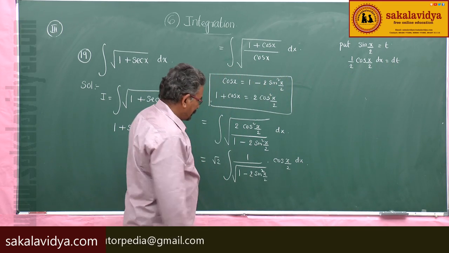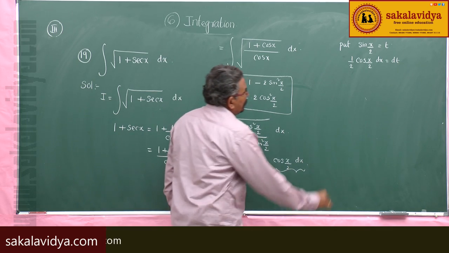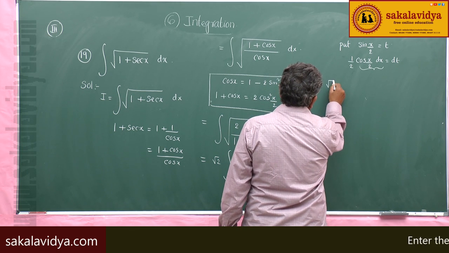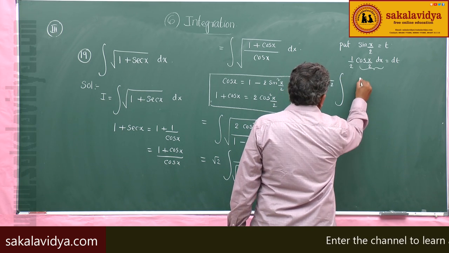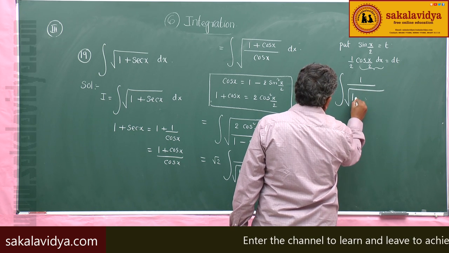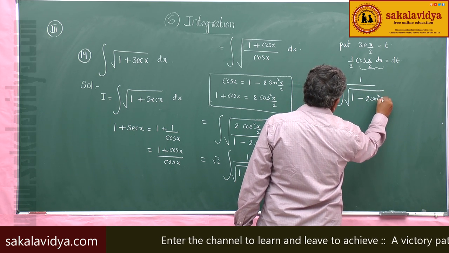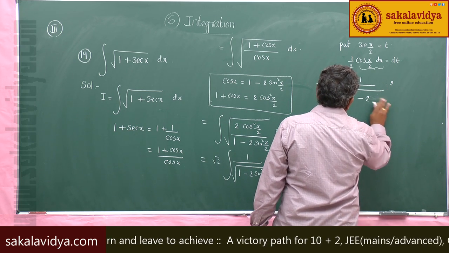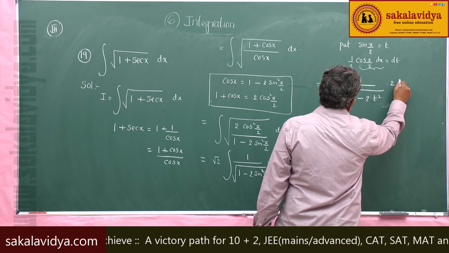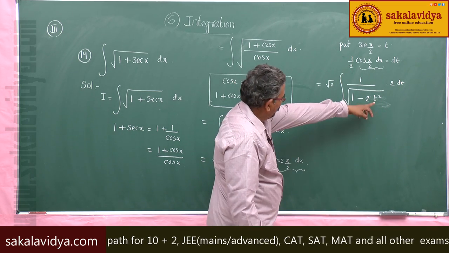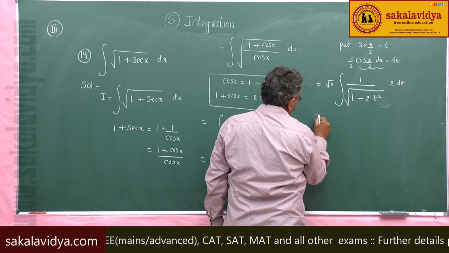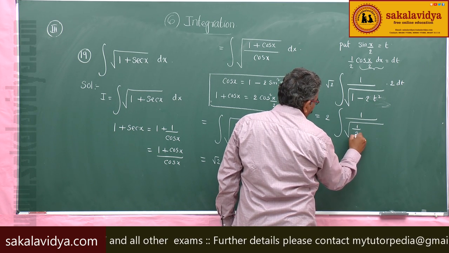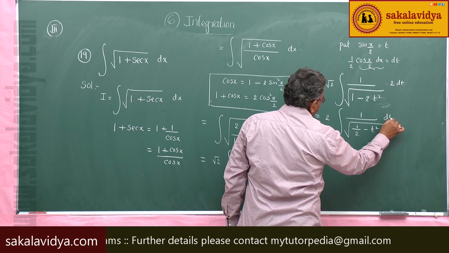Now what is cos x by 2 into dx? Cos x by 2 into dx is 2 dt. So now this can be written as root 2 times integral 1 by root over 1 minus 2 sin square x by 2 into 2 dt. This becomes 1 minus 2 t square and 2 dt. Now take 2 common here, that means root 2 gets cancelled. 2 times integral 1 by root of 1 by 2 minus t square dt.